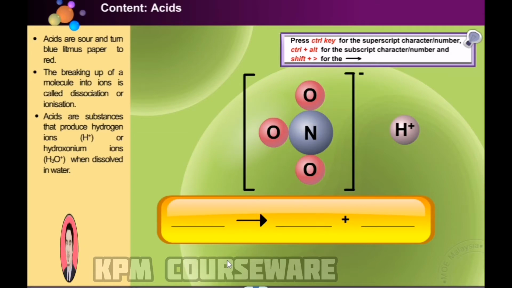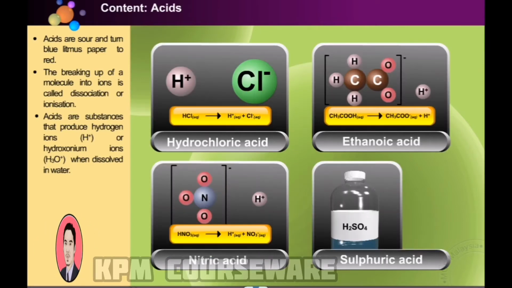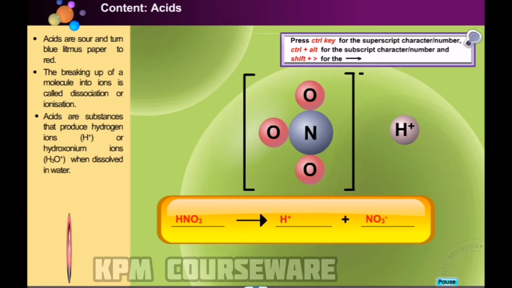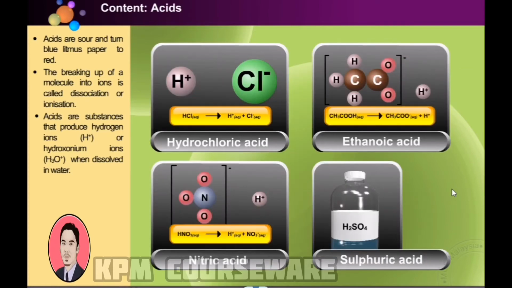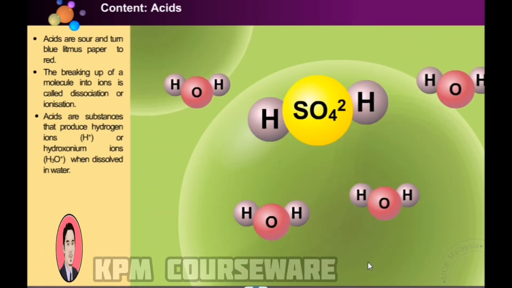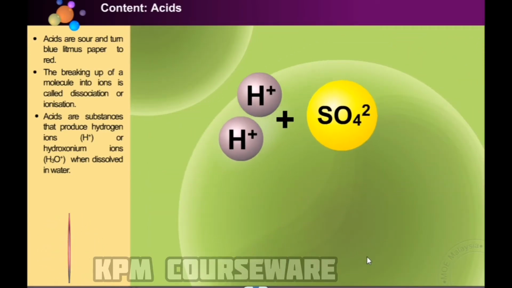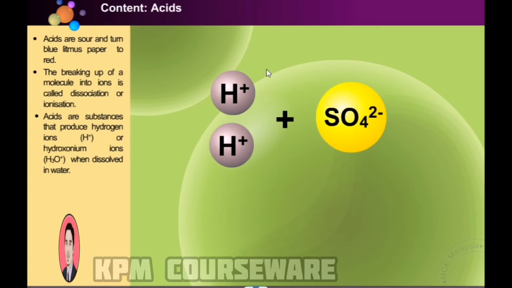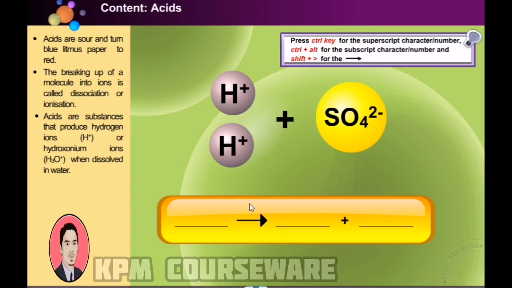Now, key in the dissociation equation of nitric acid. Click on sulfuric acid and observe what happens. Yes, the sulfuric acid molecule ionises to form a hydrogen ion and a sulfate ion. Now, key in the dissociation equation of sulfuric acid.